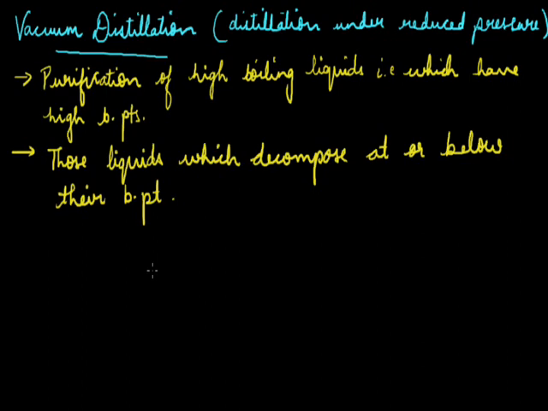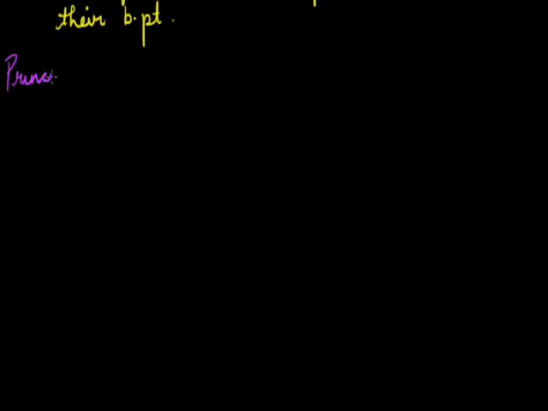So this is the reason why we use vacuum distillation, so that we can separate those liquids which have high boiling points, and before their boiling point comes they decompose, means they break down, or they will form another type of compounds. Now what is the principle involved in vacuum distillation? We will be seeing that principle which is involved in vacuum distillation.